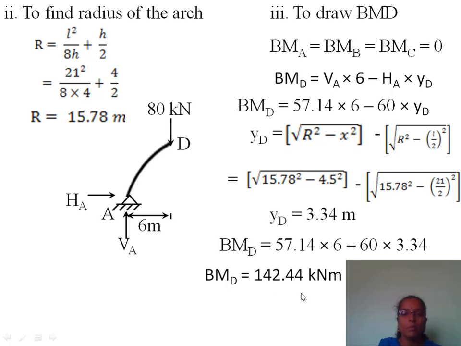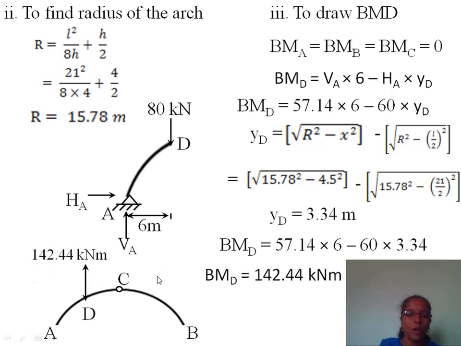To draw the bending moment diagram, first let us draw the base arch. As in the case of a beam where we draw the baseline, similarly here the baseline will be in the shape of an arch. We know that bending moment at A, B, C are 0. Next, at D it is 142.44. So mark a line above this baseline at D for 142.44. This is positive, therefore mark it above the baseline.